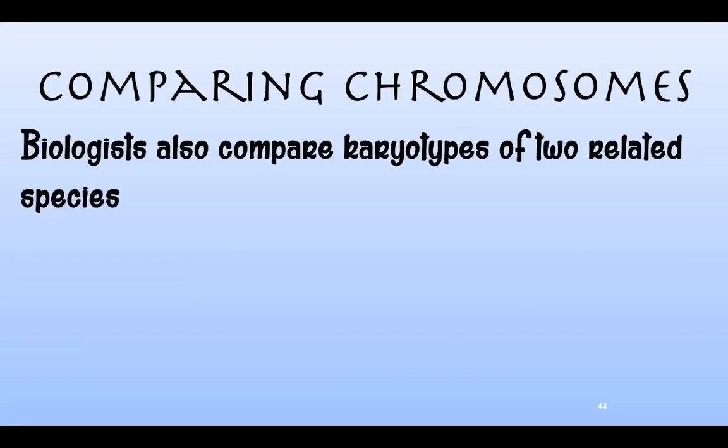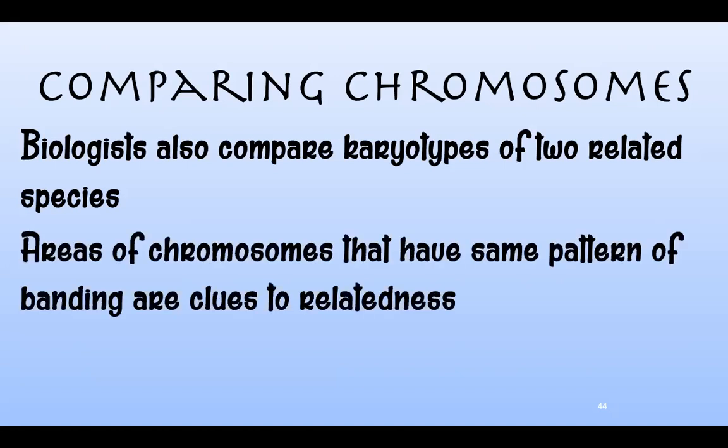Now, we can also compare chromosomes. We can compare the karyotypes. The karyotype is a photograph of the entire set of chromosomes of an organism. And you can have areas of the chromosomes that have the same pattern of banding, and that can be a clue to the relationship between species.